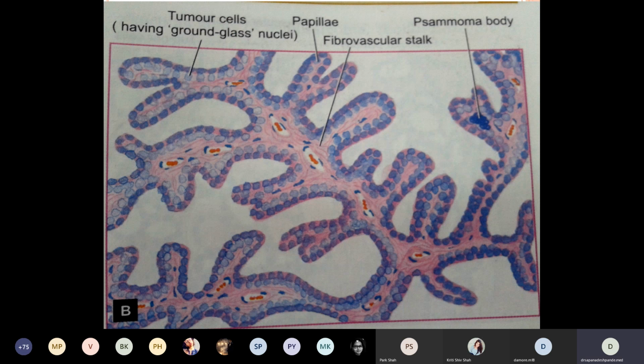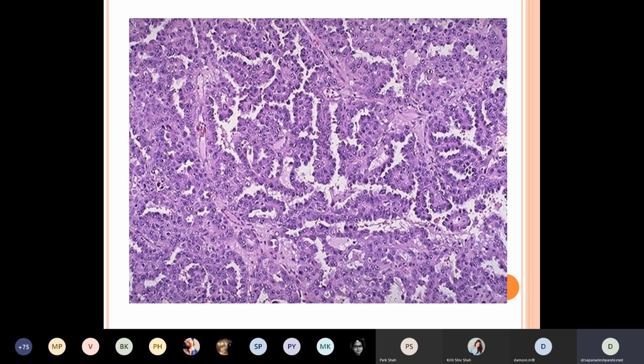Now we will discuss this diagram. You can see the ground glass cells, papillae, fibrovascular stalk, and Psammoma bodies. Psammoma bodies are calcification, which is why they are purple or blue in color. Now you can see this is also papillary carcinoma. You can see no follicles are visible. You will not be able to identify whether it is thyroid or not, but the section is taken from the thyroid and you can see papillary fronds. And for nuclear morphology, you have to look under the microscope.